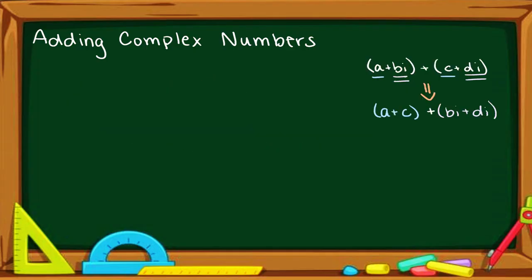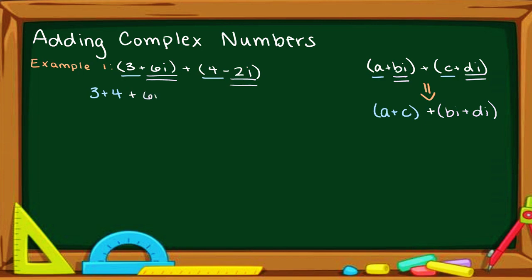Let's move into some examples. First, we have 3 plus 6i plus 4 minus 2i. 3 and 4 are our real numbers and our like terms, so we'll group those together. 6i and -2i are our imaginary numbers and like terms, and we'll group those together. That gives us 3 plus 4 plus 6i minus 2i. Combining those gives us 7 plus 4i.